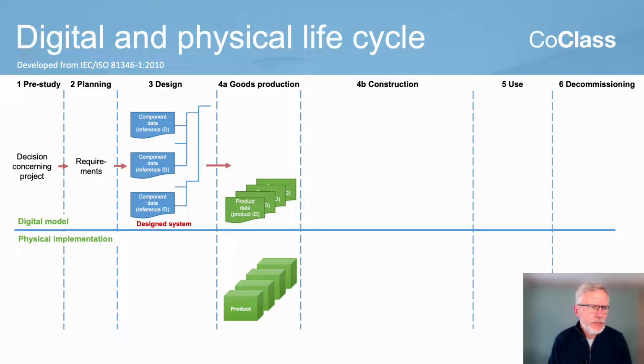Then of course someone has to produce the actual products being used. And the product also has data. The manufacturer has a lot of data describing the product, including a product ID, perhaps a serial number or a product number from that manufacturer. And of course on the bottom you see the actual physical product.